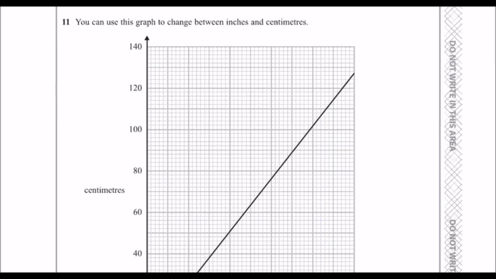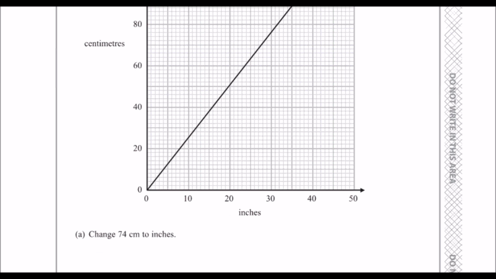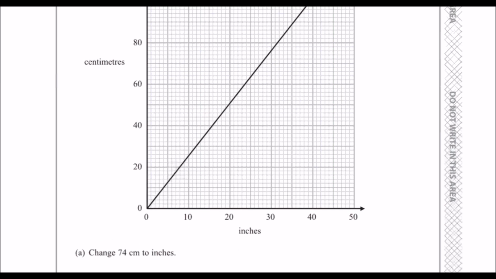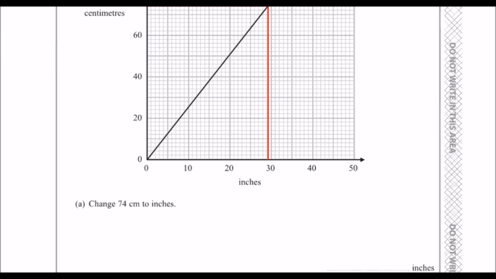Okay, so we've got a graph, question 11. A graph we can change between inches and centimeters. So we've got a conversion graph. Change 74 centimeters into inches. So 74 centimeters. So 70 is here, 72, 74. Okay, 74 centimeters into inches. So let's read off what we've got. We've got 29.